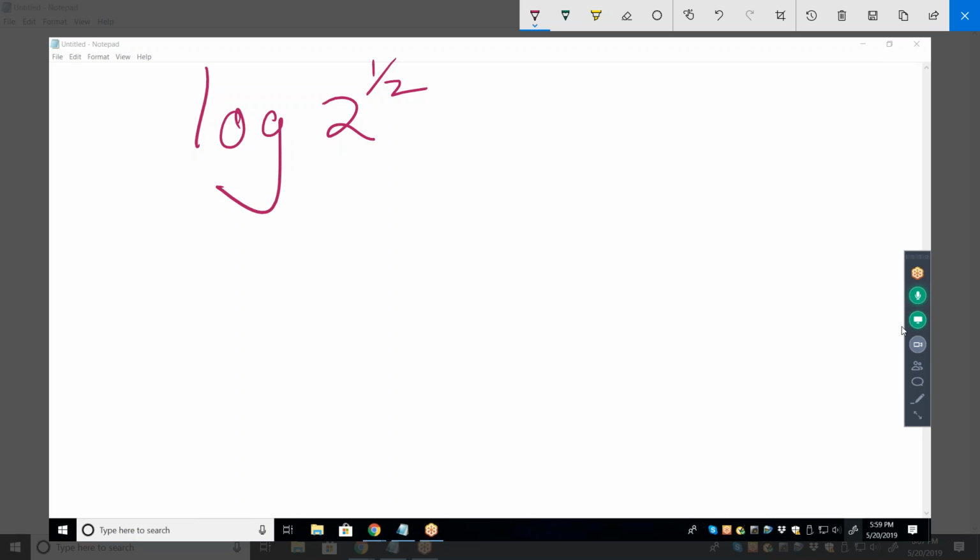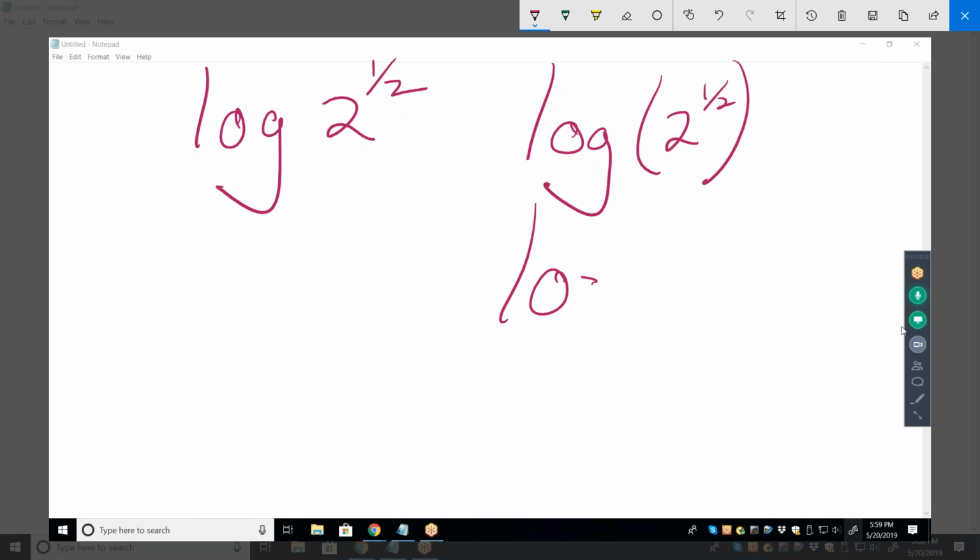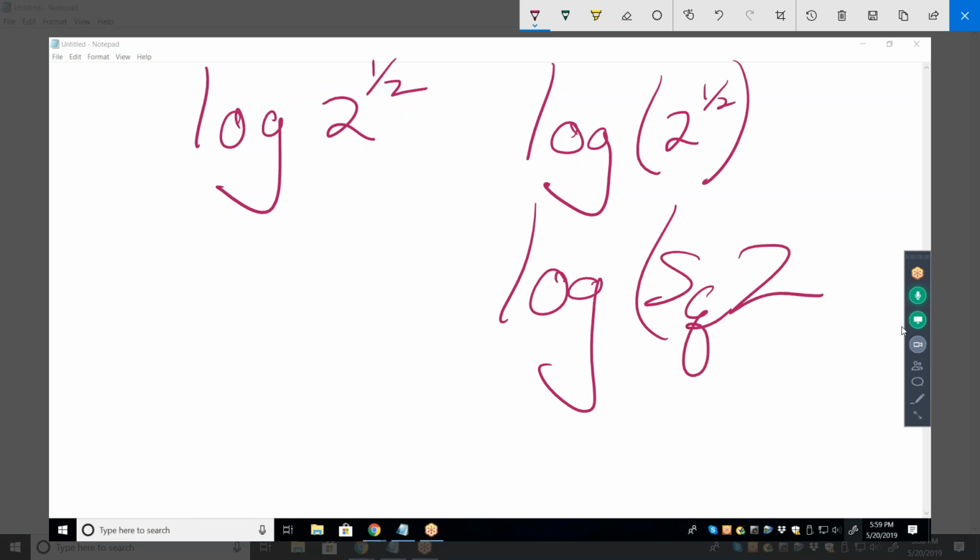Now, are you supposed to do this in your calculator? Yeah. Okay. You can do it 2 different ways. You can use your log key, and then you can put 2 to the 1/2 in the argument, like that, or 2 to the 0.5, or you can even probably do the log of square root of 2.